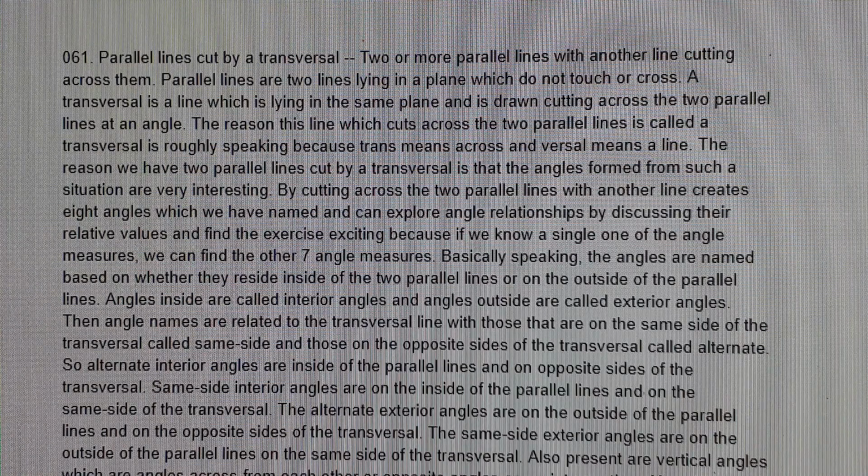Parallel lines cut by a transversal are 2 parallel lines with a single line drawn across them at an angle, creating 8 new (fun to discuss) angles. Related words: alternate interior angles, same side interior angles, alternate exterior angles, same side exterior angles, vertical angles, corresponding angles, adjacent angles, supplementary angles.